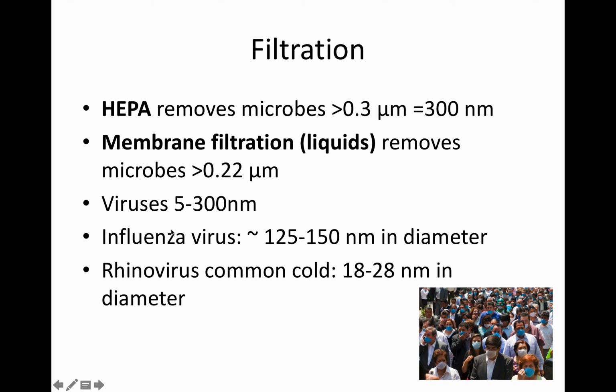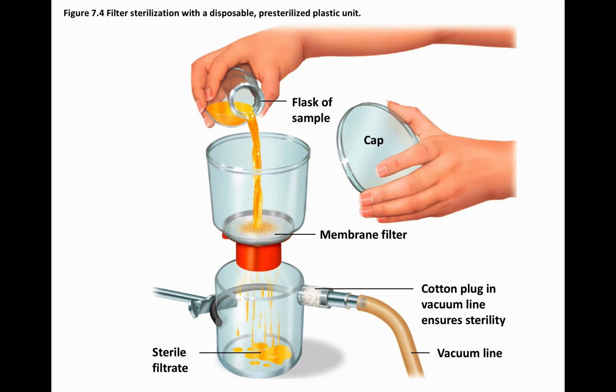Influenza viruses are about 125 to 150 nanometers in diameter. So membrane filtration and HEPA filtration would not necessarily remove viruses from the air or from a membrane filter. We've done this in the lab where you've poured the liquid media through the membrane filter, so all those microbes were trapped, and then this media that flows through the liquid is sterile.